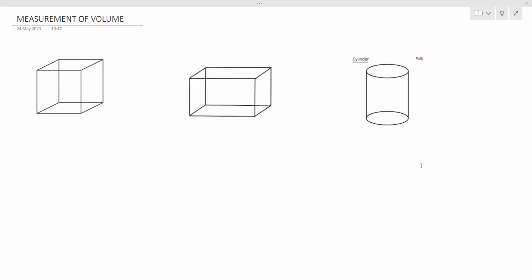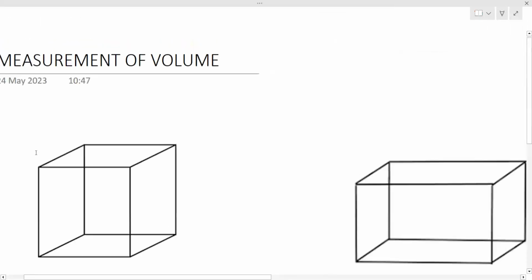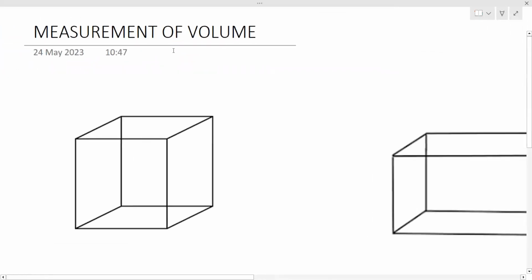So today we are going to begin the second part of your chapter Measurement of class 7th ICSE. Today's lecture, or today's video, will be totally dependent on the measurement of volume. So what is volume? First let us write the definition of volume here.